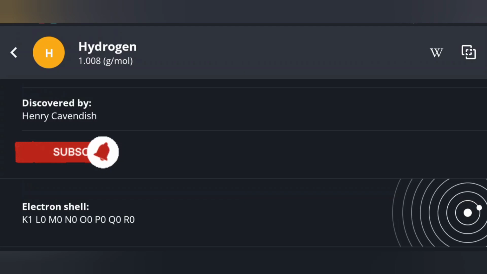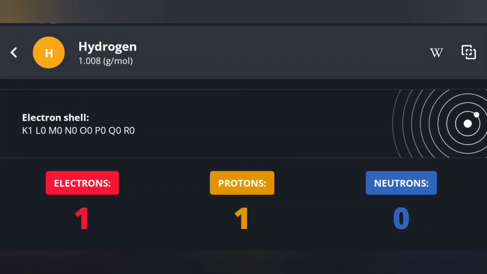In this structure you can see the only one electron that is present in the first shell, K, is orbiting around the nucleus and other shells are empty. So this hydrogen atom contains one electron, one proton and no neutron in its nucleus.